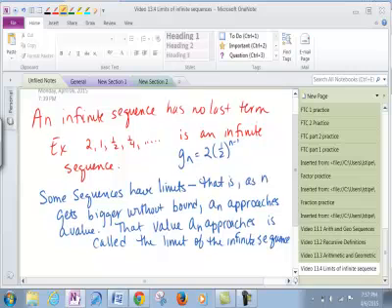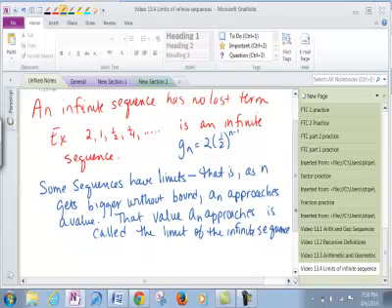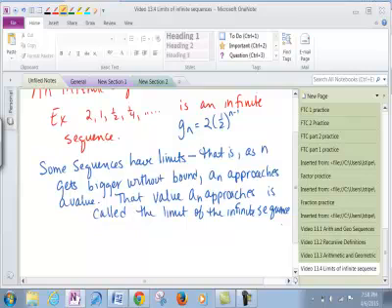Some sequences have limits, that is, as n gets bigger without bound, a sub n approaches a value. That value that a sub n approaches is called the limit of the infinite sequence. The notation we use, and this is new, is we write LIM for limit, and then in a subscript we say as n approaches infinity. So we draw an n with an arrow. Oh, that's really bad. Let me see if I can do the whole thing. The limit as n approaches infinity of the sequence 2 times 1/2 to the n minus 1.